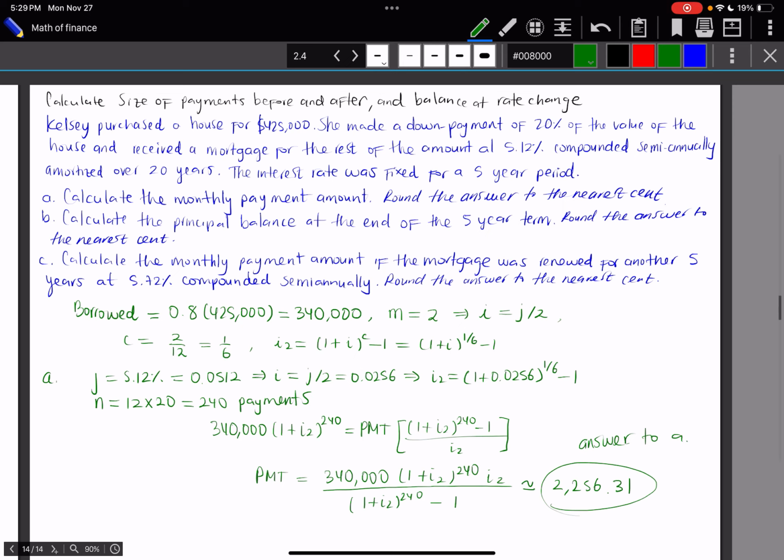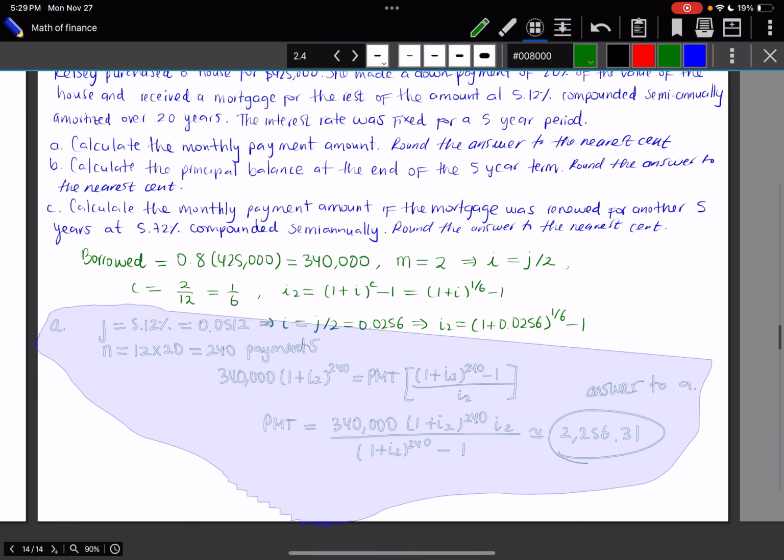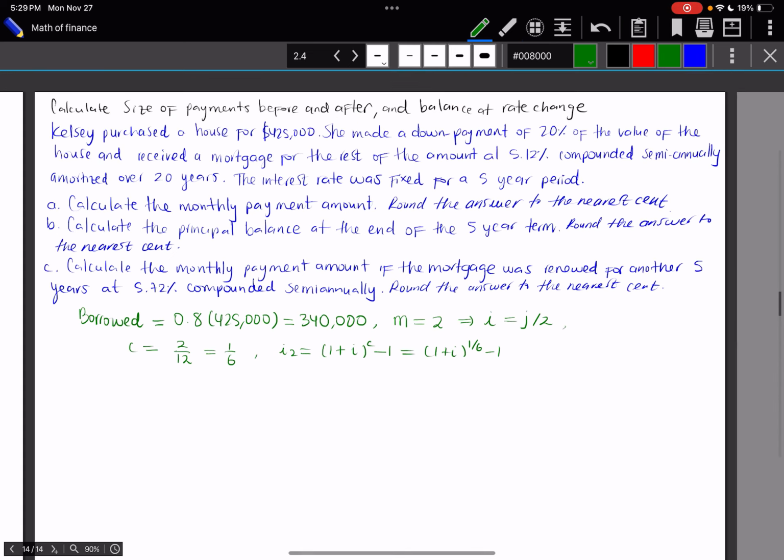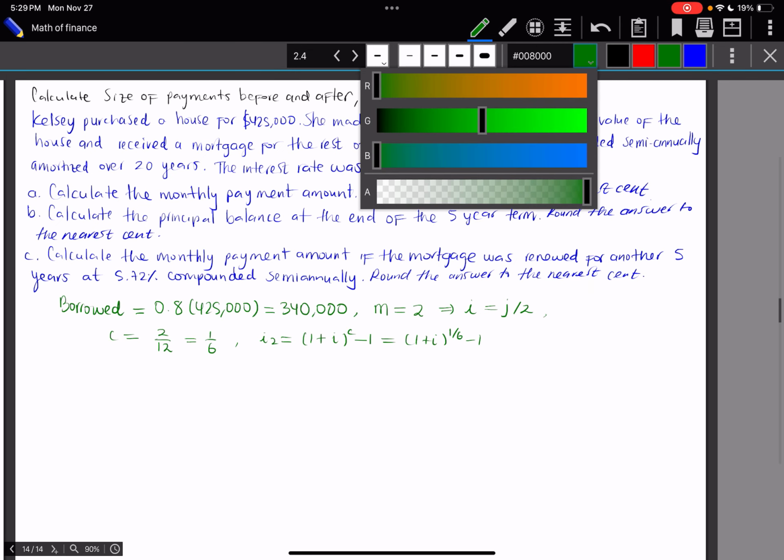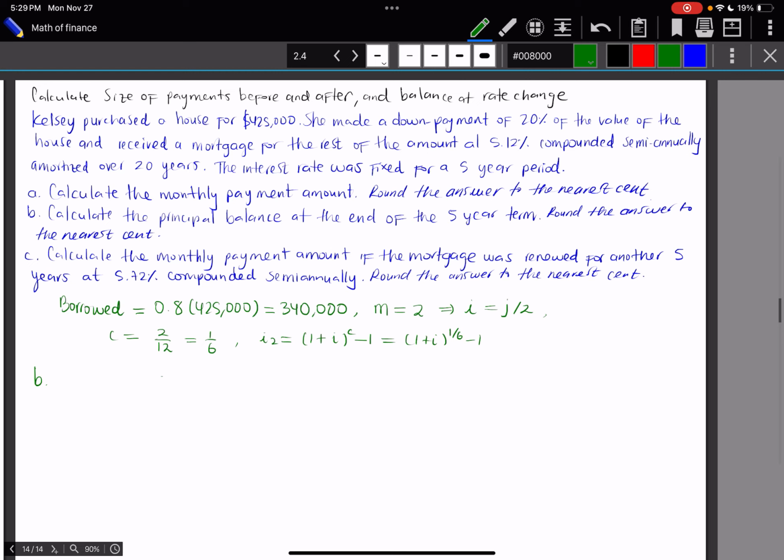Next, we are going to work on part B of the problem. So let's move on to part B. And for part B, we're going to use the solution to part A. Okay, we have just made room to write the solution to part B. In part B, we need to calculate the principal balance at the end of the 5-year term. Okay, so we need to find the principal balance after 5 years.